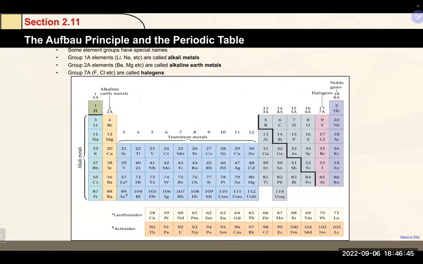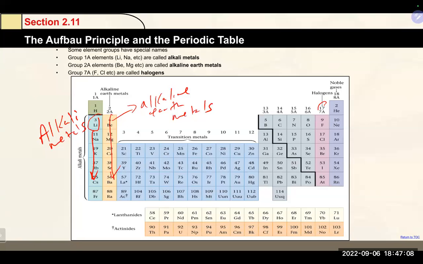Some of these groups have special names. First off, group 1, which starts with lithium and goes down, is our alkali metals. Right next door, beryllium and all those guys in group 2 are our alkaline earth metals. Out at group 7 on the periodic table, those are our halogens. Group 8 on the periodic table are noble gases. That's also why hydrogen is not part of group 1, because those are metals, and hydrogen is not a metal.